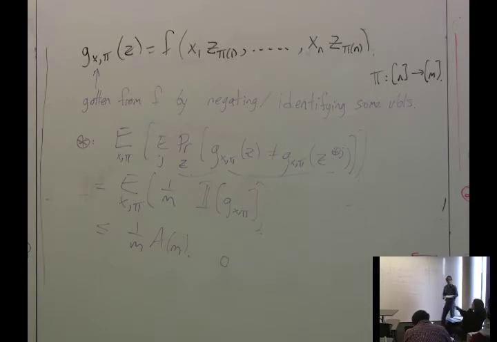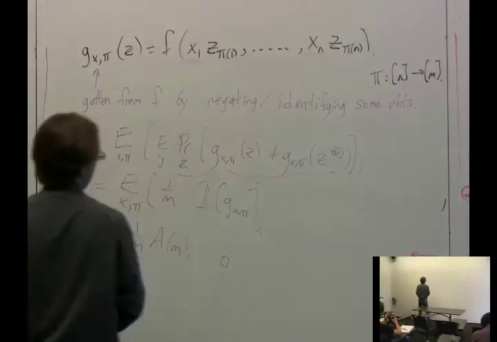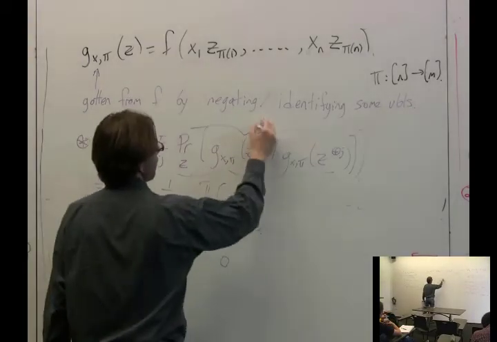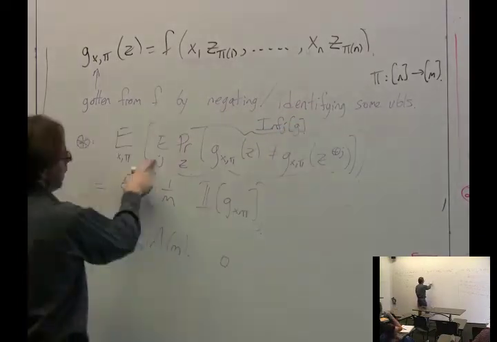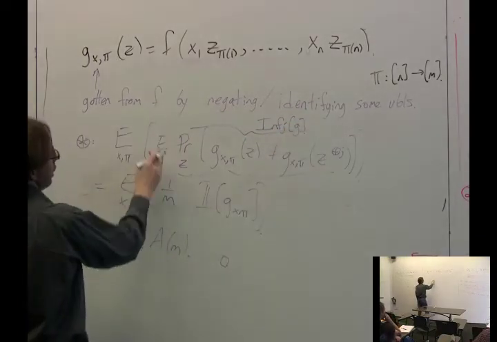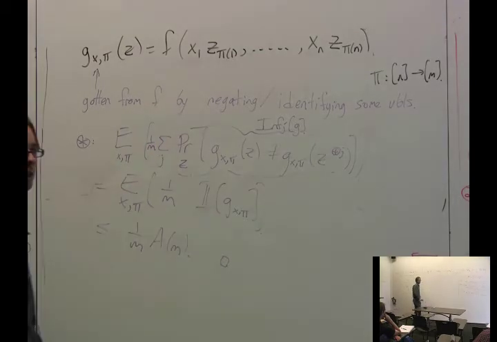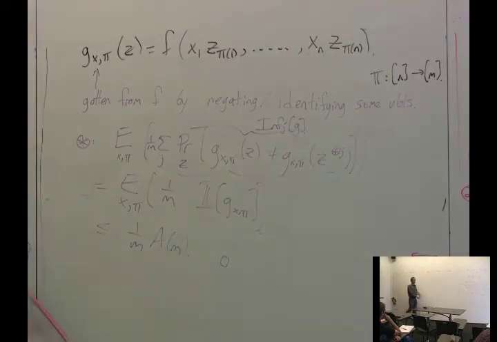It's kind of slick. Yeah? These two? This is because, once j is fixed, this is the influence of the jth coordinate on g. And I'm really just changing this expectation over j into 1 over m times the sum over j, because j is just uniform between 1 and m. So I have 1 over m times the sum of the influences of g.